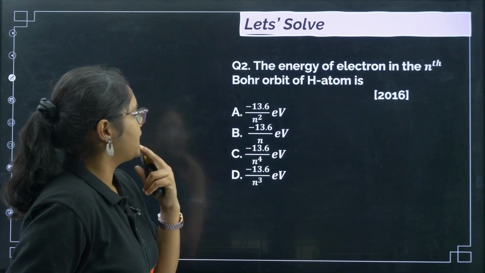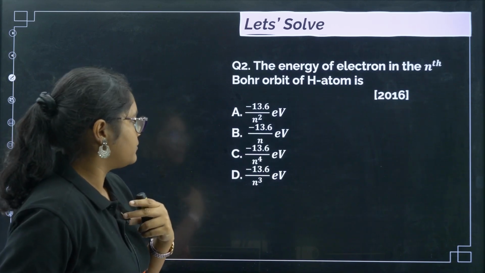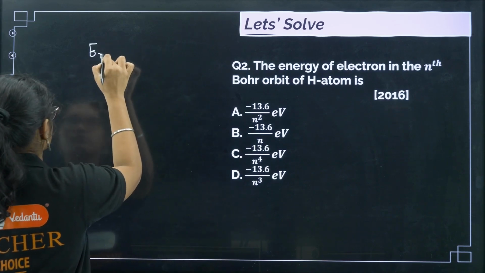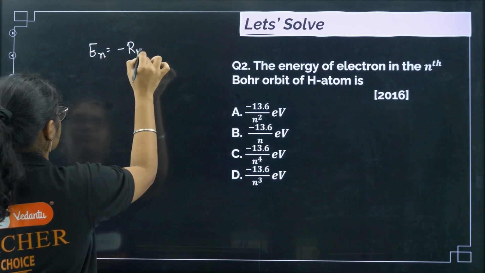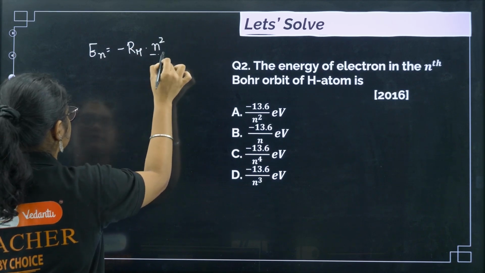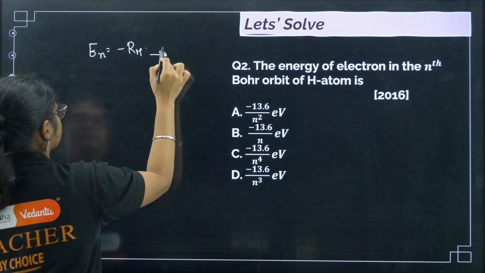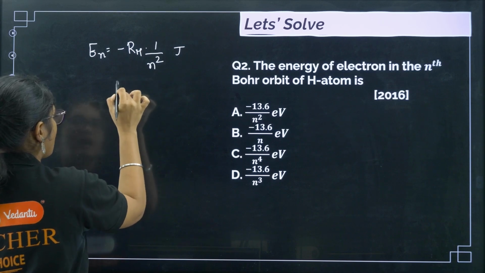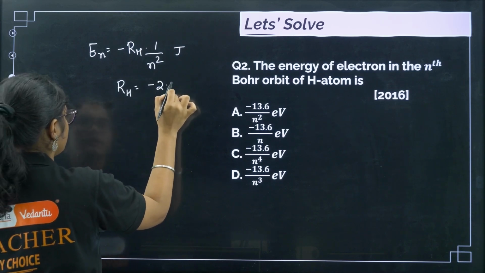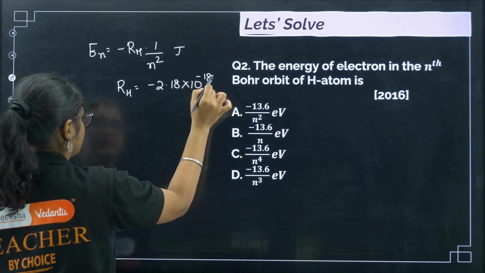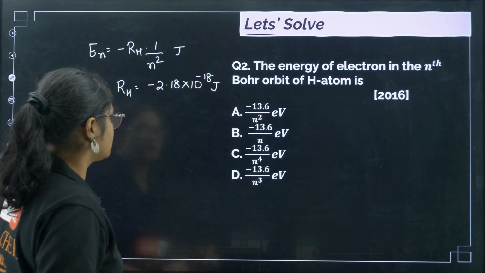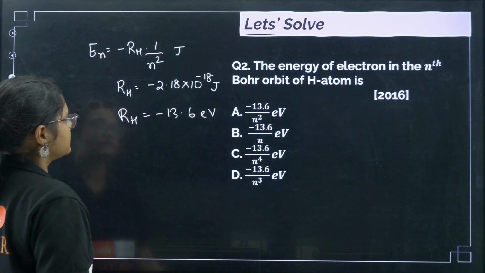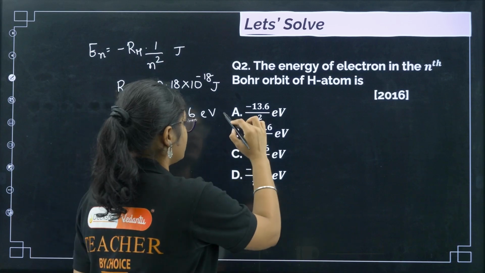Next question: the energy of the electron in the nth Bohr orbit of the hydrogen atom is. Here we have seen that the energy formula I have shown you was minus RH into Z square by n square, or we need not write Z for hydrogen, so minus RH by n square joules. Now this RH value was minus 2.18 into 10 to the power of minus 18 joules. If you want to calculate in terms of eV, then this RH value is minus 13.6 eV. So that is why I can put minus 13.6 by n square, option number A.